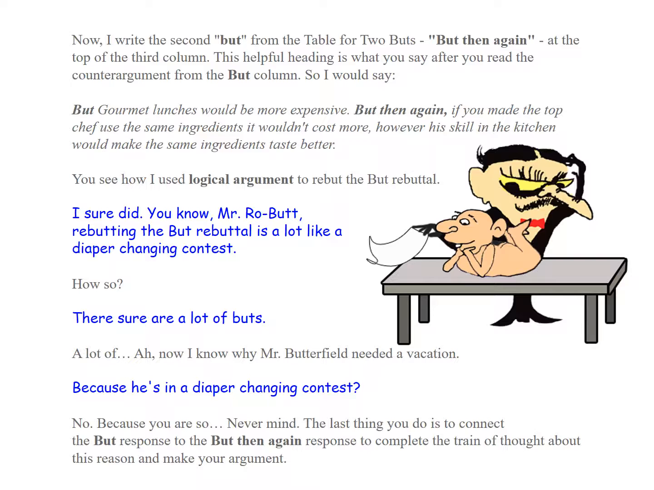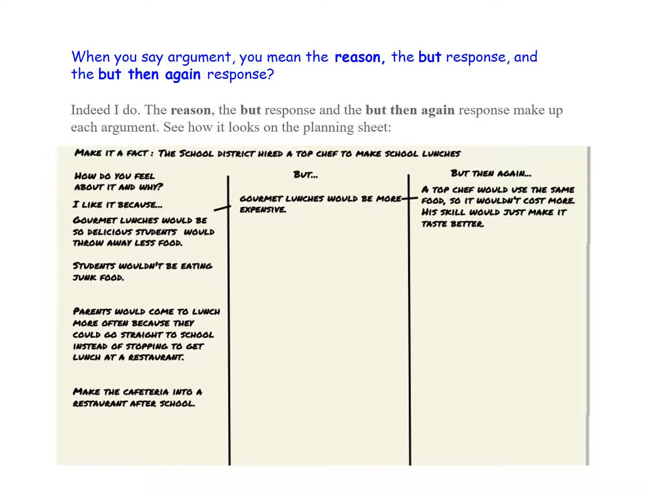Never mind. The last thing you do is to connect the but response to the but then again response to complete the train of thought about this reason and make your argument. You mean the reason, the but response, and the but then again response? Indeed I do. The reason, the but response, and the but then again response make up each argument. See how it looks on the planning sheet.